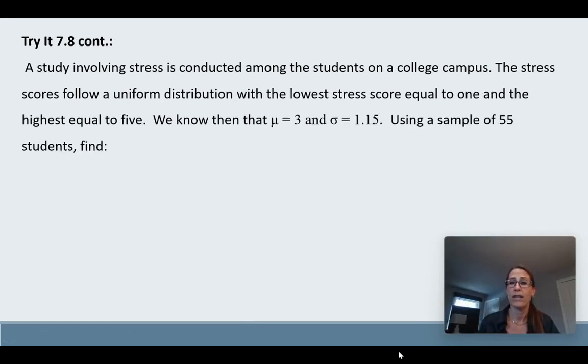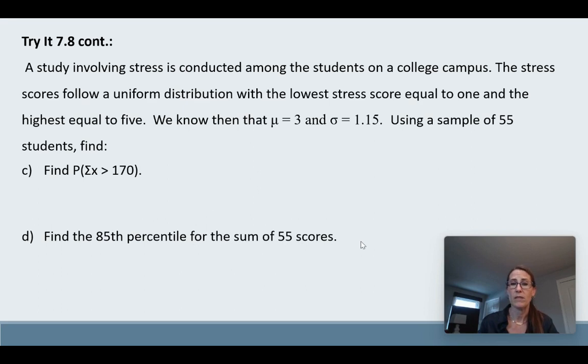So, Try It 7.8 continued. We have that study involving stress conducted among students on a college campus. We have a uniform distribution, lowest score equal to 1 and the highest equal to 5. Our original distribution has a mean mu of 3 and a sigma of 1.15. We have a sample of 55 students. We're going to find the probability that the sum of the stress scores is greater than 170, and the 85th percentile for the sum of 55 scores.